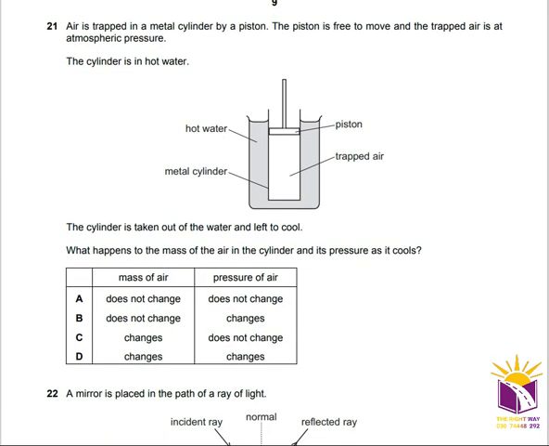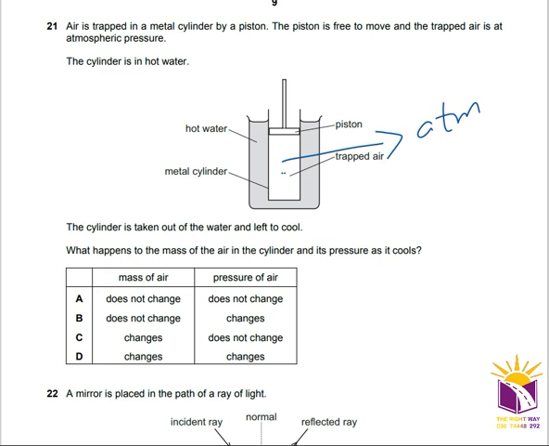Question number 21. Air is trapped in the metal cylinder by a piston. The piston is free to move and the trapped air is at atmospheric pressure. So the trapped air inside is at atmospheric pressure. The cylinder is in hot water. The cylinder is taken out of the water and left to cool. What happened to the mass of the air in the cylinder and the pressure as it cooled?